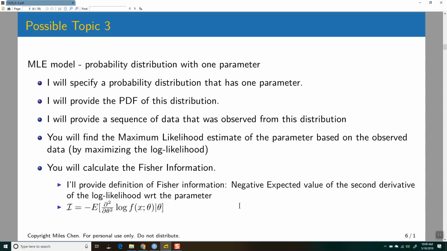And then I'll ask you to calculate the Fisher information, okay? And I'll provide the definition of the Fisher information, which in our case we're going to just use the negative expected value of the second derivative of the log likelihood with respect to the parameter, okay? So I'll at least provide this kind of equation, which should be enough to jog your memory regarding how to go about finding Fisher information, right?